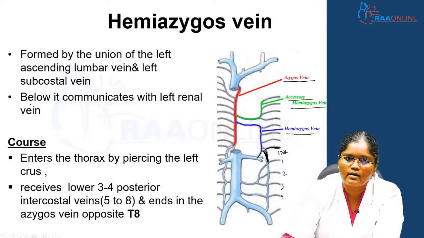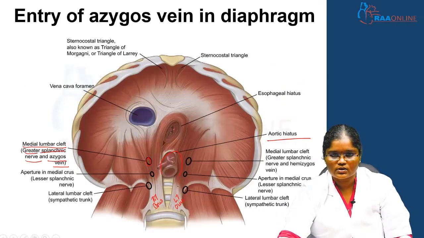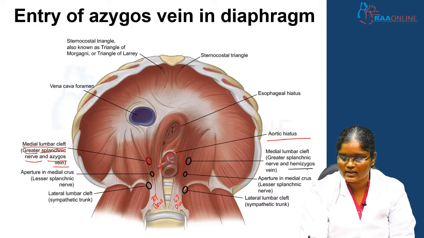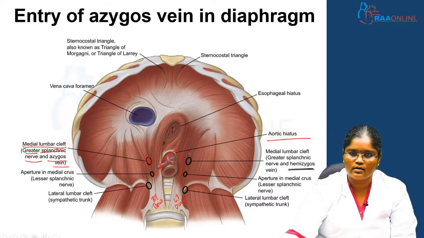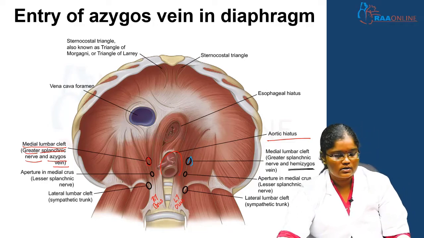And below, it communicates with the left renal vein. Here you can see, this is the left renal vein which communicates with the hemiazygos vein. The course of this hemiazygos vein: this is also formed in the abdomen. After that, it enters the thorax by piercing the left crus. So this is the left crus, and here you can see the entry of the hemiazygos. This opening is the opening of the hemiazygos vein, along with the splanchnic nerve.